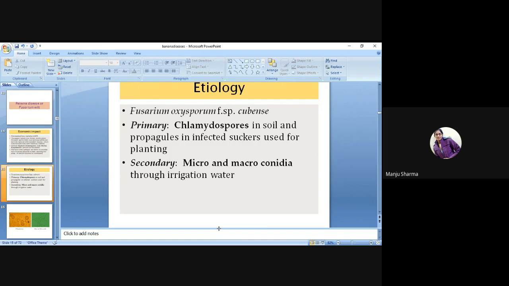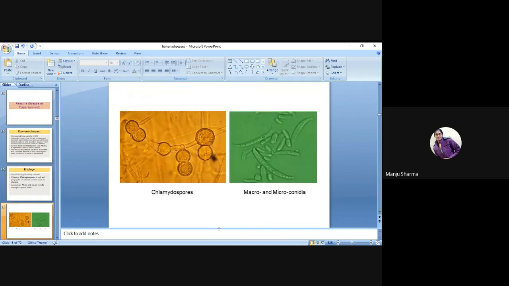The primary infection is by chlamydospores in soil and propagules in infected suckers, and the secondary infection is by micro and macroconidia through irrigation water. So through the soil propagules and through the water, the disease will spread. Here is the structure of chlamydospores, macro and microconidia.